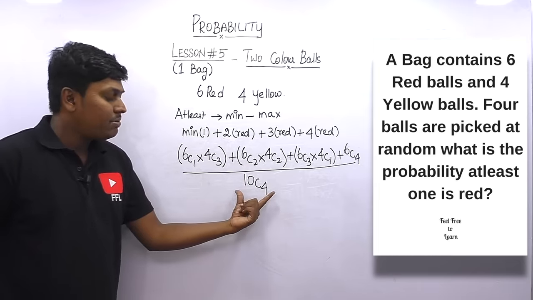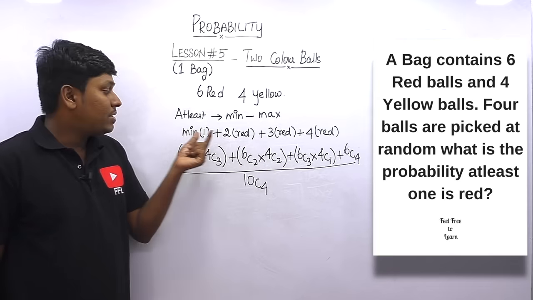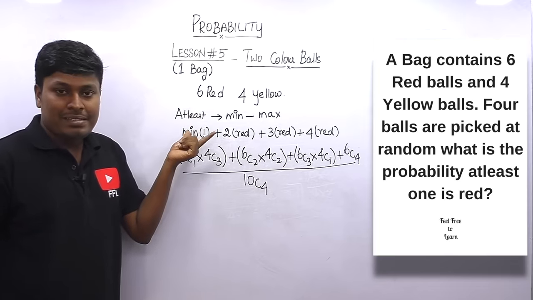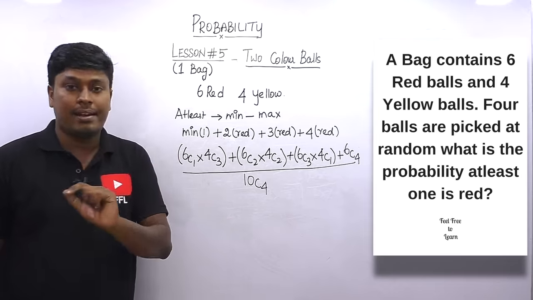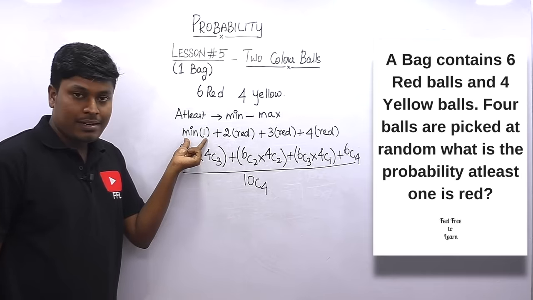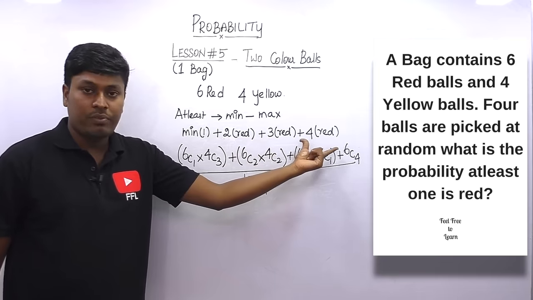So remember that everyone knows how to write the possibility, but the sum of observation is most important for the term at least. So at least means minimum to maximum. They are saying that at least 1 is red, which means minimum 1 is red, or 2 can be red, or 3 can be red, or maximum 4 can be red.